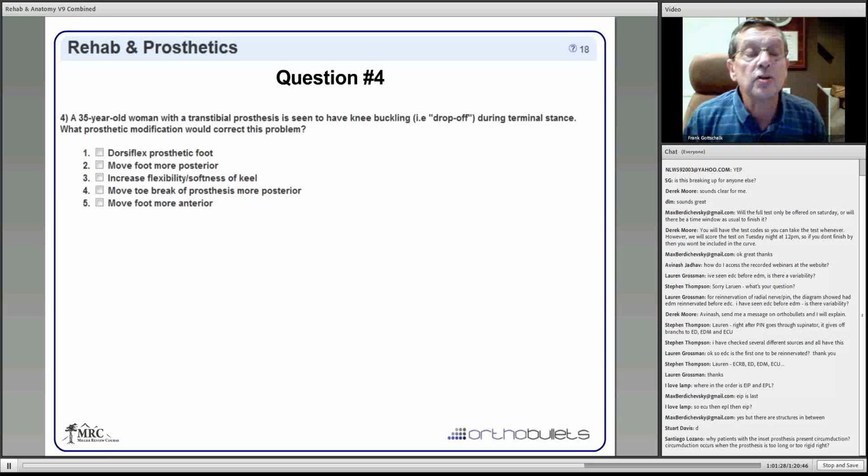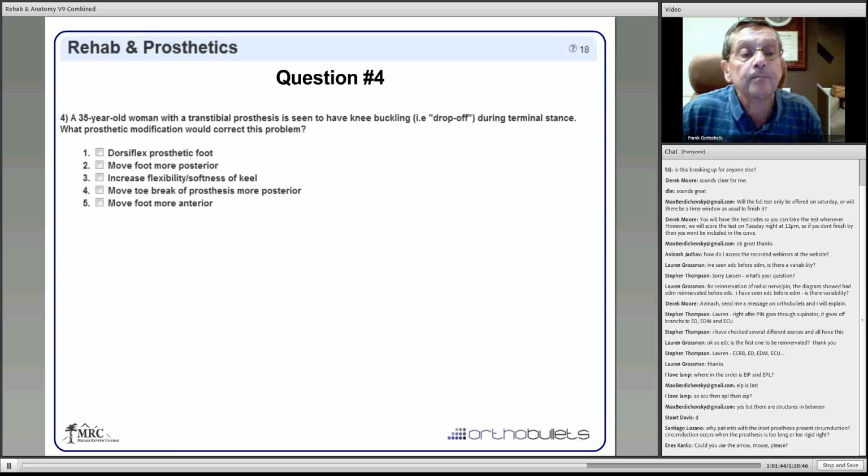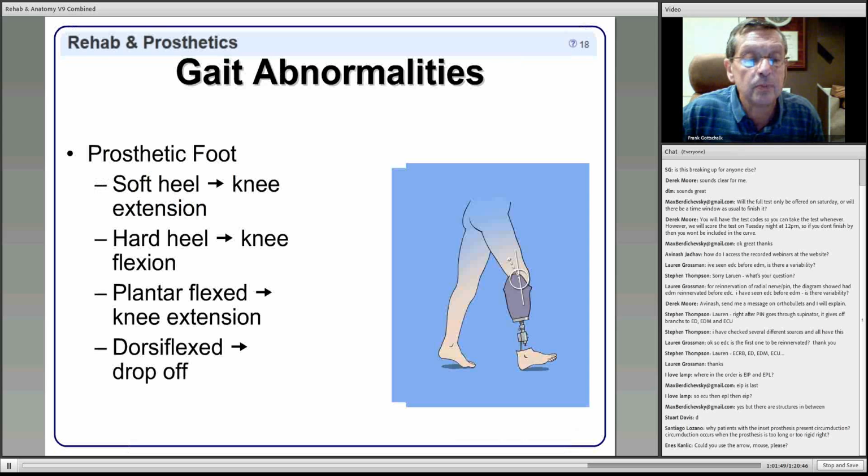A 36-year-old woman with a transtibial prosthesis is seen to have knee buckling, that is, drop-off, during terminal stance, meaning that the knee is giving out while the individual is coming into the end of stance phase. What prosthetic modification would correct this problem? In other words, how do we stop the knee from buckling?